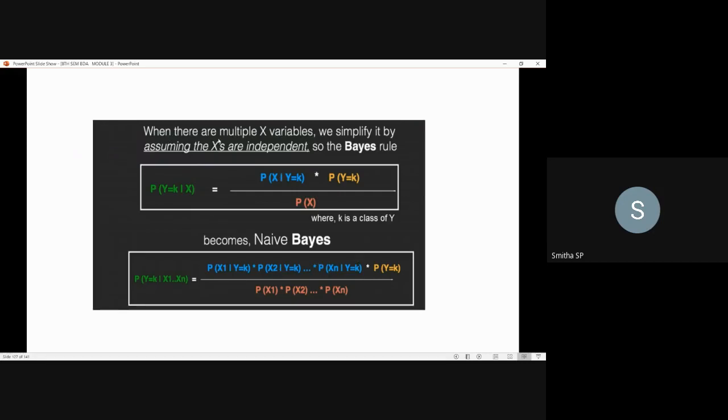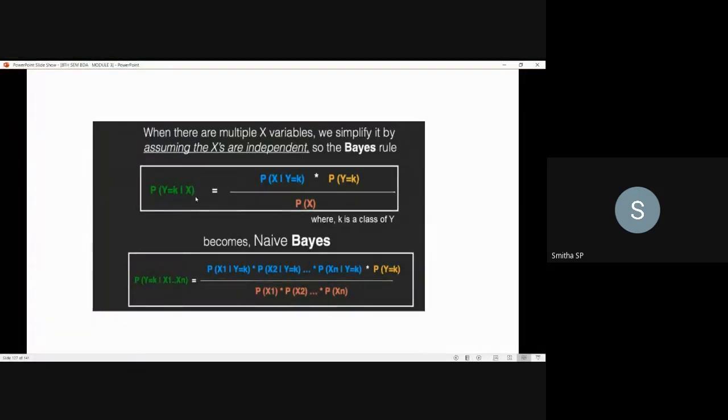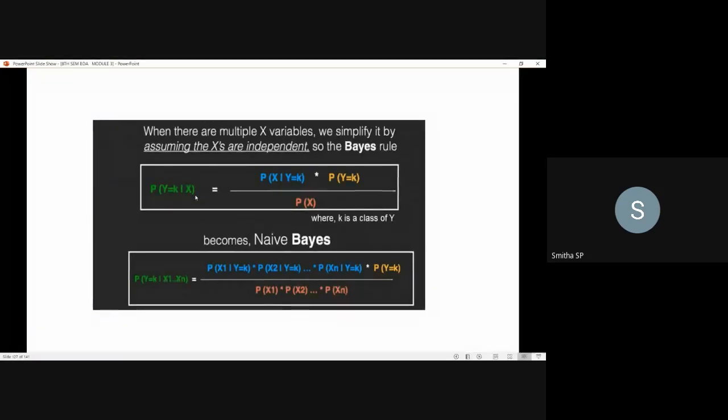When there are multiple x variables, we simplify by assuming the x are independent. So the Bayes rule: P of y equals k given x equals P of x given y equals k into P of y equals k, divided by P of x. So what is this k? K here is a class of y. We call k a class of y.